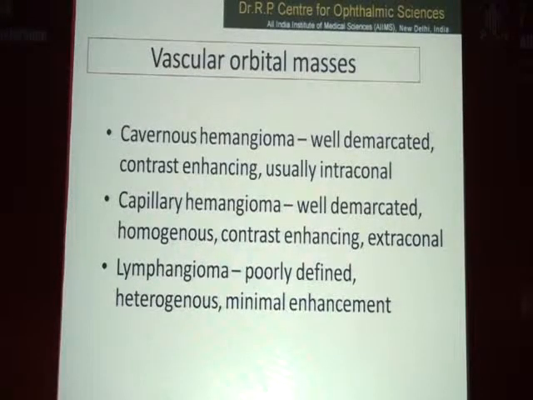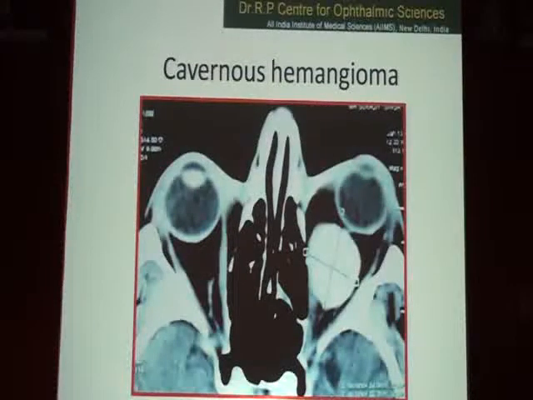Coming to vascular orbital masses on CT, the cavernous hemangioma typically appears as a well-demarcated contrast-enhancing lesion that is usually intraconal. Capillary hemangioma shows a well-demarcated homogeneous lesion which is also contrast-enhancing but most commonly extraconal. And lymphangioma is a heterogeneous lesion with minimal enhancement. So some representative pictures here of what these lesions look like on CT.